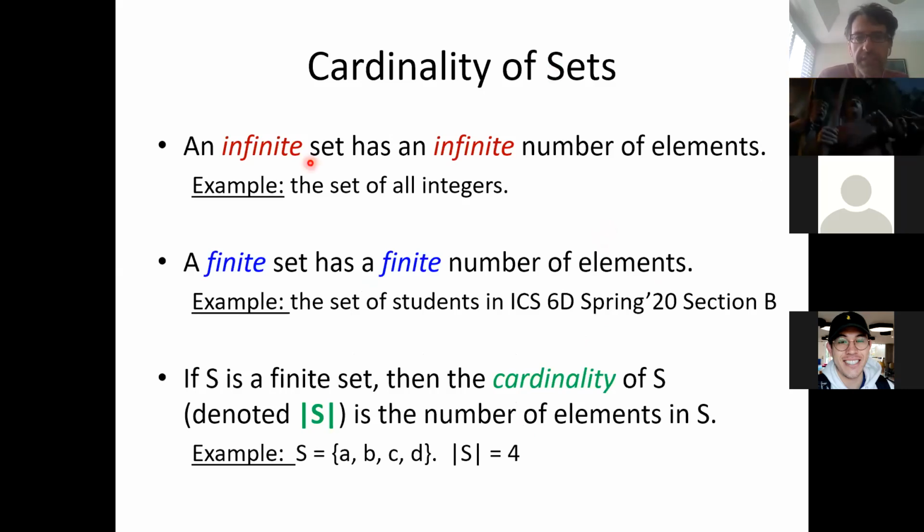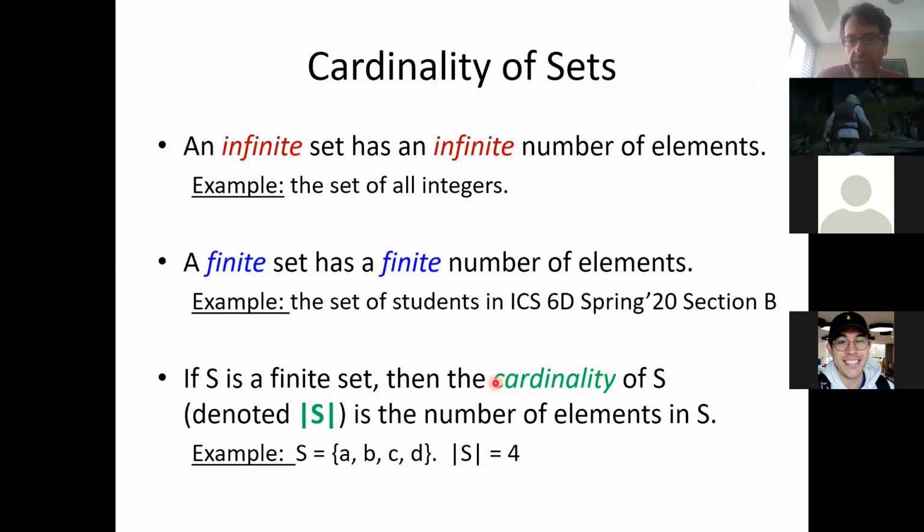We can have infinite sets, like for example, the set of all integers. Or we can have finite sets, like the set of students in this quarter of ICS 6D. If a set is finite, then I have special symbols for denoting the number of elements in the set. So here is a finite set. It has only 4 elements. And so its cardinality is 4. Okay.